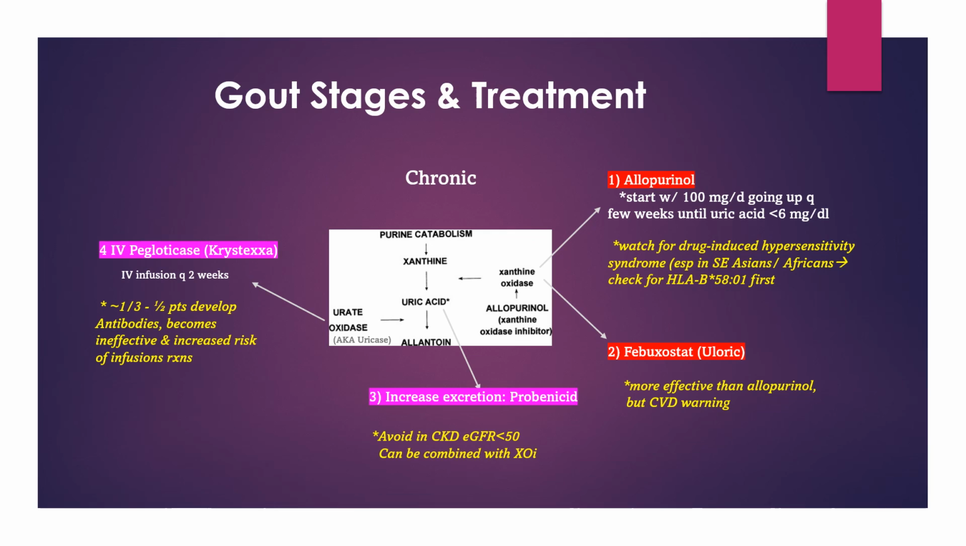But the downside of it is about a third to half of the patients actually develop antibodies against this medication, and so it becomes ineffective quite quickly, and there becomes an increased risk of infusion reactions. So for those that it does work for, great. Then they can get an IV infusion every 2 weeks, and you monitor the levels of the uric acid. If it doesn't come down to less than 6 after 2 infusions, it's usually stopped. And oftentimes this is so effective, it brings the uric acid down to really low levels, can be close to 0. Anyways, that is the quick summary of gout management.